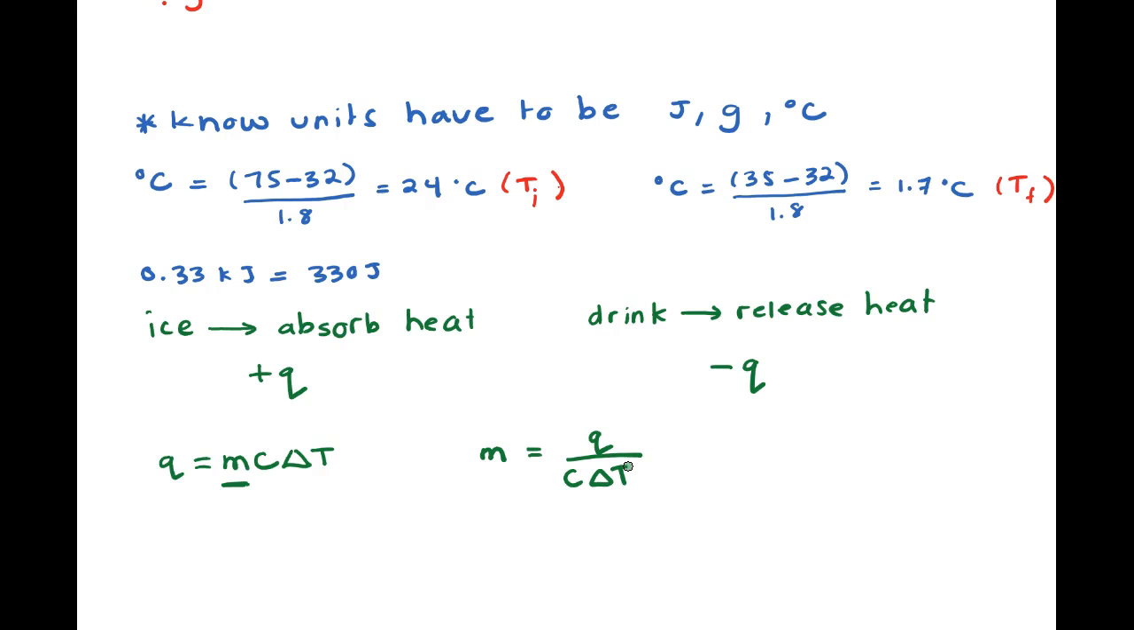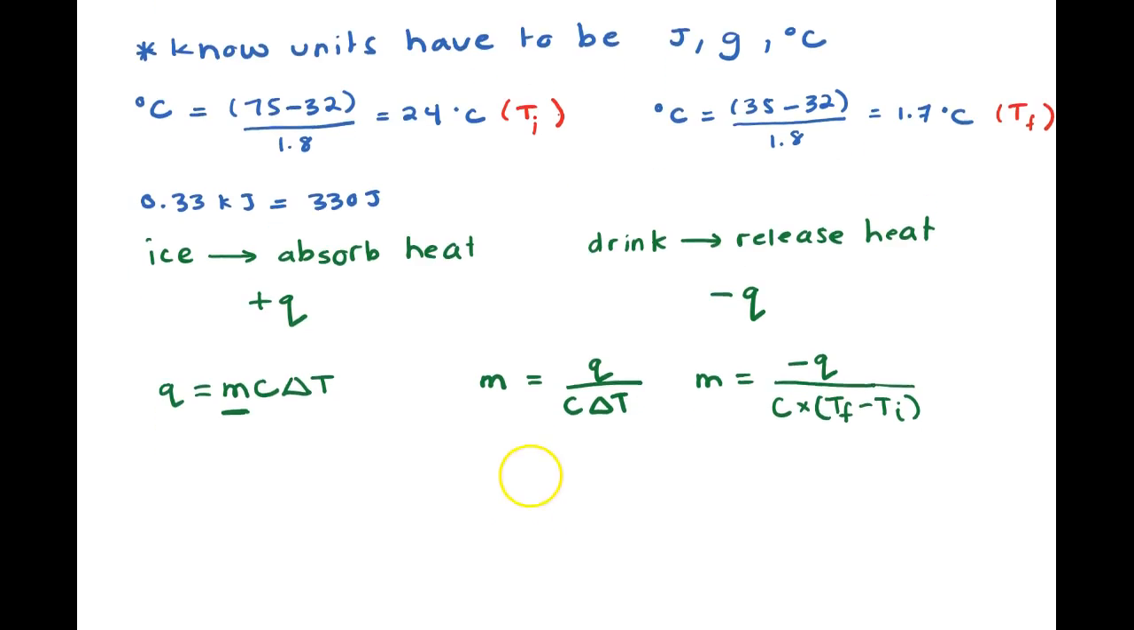Okay, let's go ahead and expand this equation because we know that this has to be negative Q, right? We're talking about the soda, so let's plug that in. Negative Q over specific heat capacity, and we know that our delta T is going to be our T final minus our T initial. Again, since we're talking about the drink and that the heat is being given off or released by the drink, this value of Q has to be negative, right?